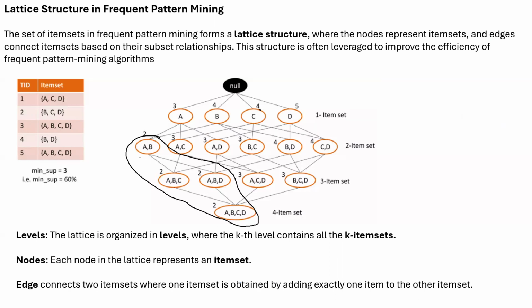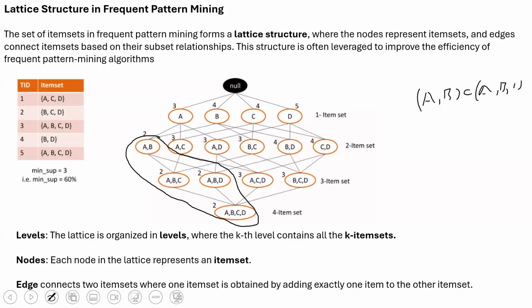Understood? Now, this is what a lattice structure actually looks like. We have levels: one item set, two item set, three item set, four item sets are called levels. Nodes basically represent the item sets, and edges represent the connection between the item sets. Okay, so ABC will become the superset for AB. A becomes the subset for AB. Okay, it's simple. So if AB is part of ABC, right?